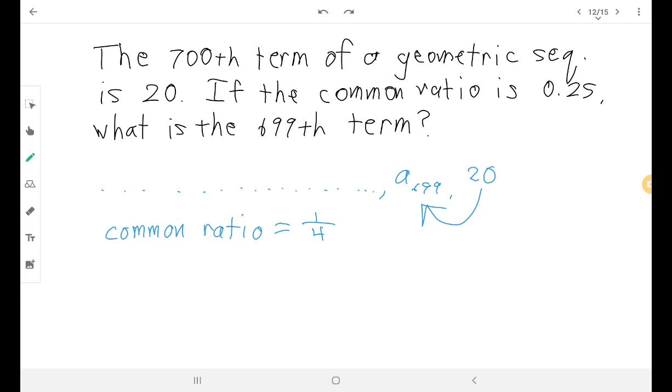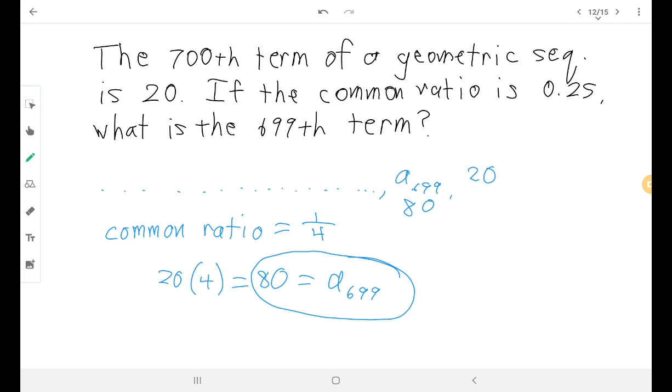And so that'll be 20 times 4 is 80. And so this one should be 80, because if I do 80 times 0.25 or 1/4, I get 20, right? So that is the 699th term. I'll pause for a moment, let you get a look at that.